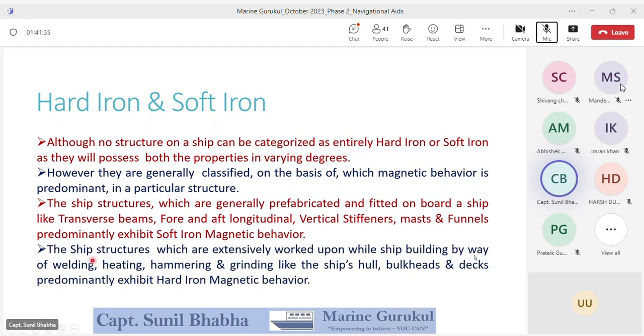On the other hand, the ship structures which are extensively worked upon. By worked upon, we mean when the ship is being built, there's a lot of welding or heating or hammering, bending, grinding, cutting. These kinds of processes are carried out on those structures. These structures could be the ship's hull, the bulkheads, the decks. Now these kinds of structures predominantly exhibit hard iron magnetic behavior.